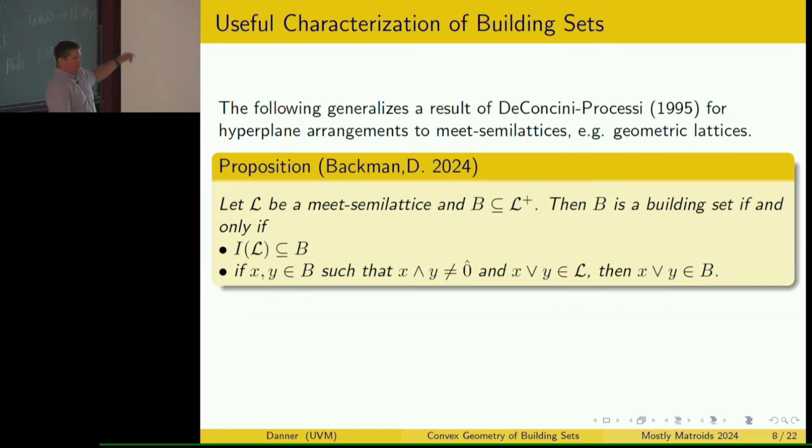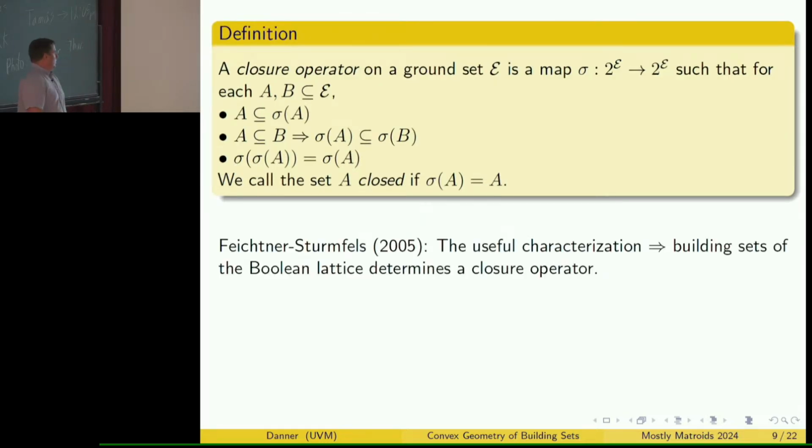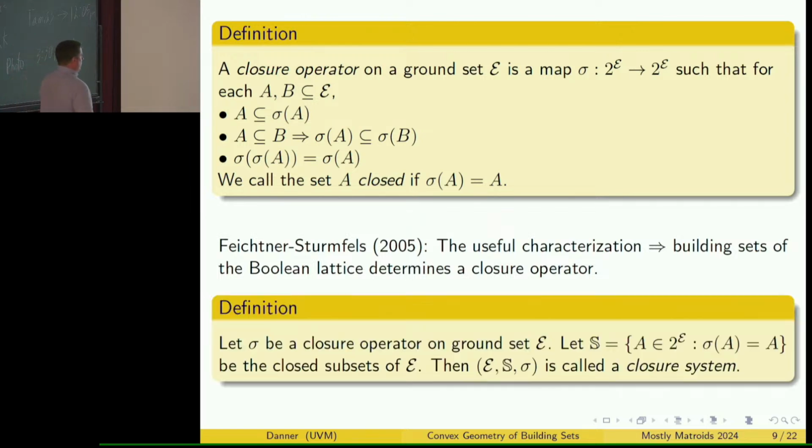So that last definition that we had here, we're calling this the useful characterization. It's just kind of the name that we've been using. Feichtner and Sturmfels used this useful characterization to show that building sets of the Boolean lattice determine a closure operator. So building sets themselves, in this specific case, form a closure operator. Is it only in that specific case? No, and that's another one of the points of this work. If you have a set system, the closure system is all those sets that are closed under that operator.